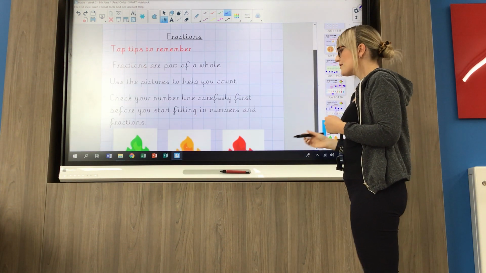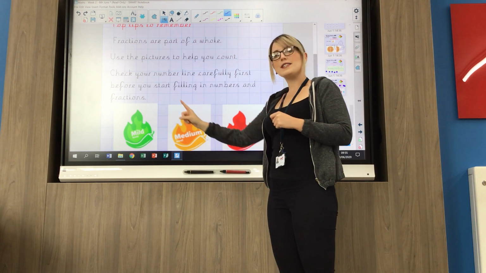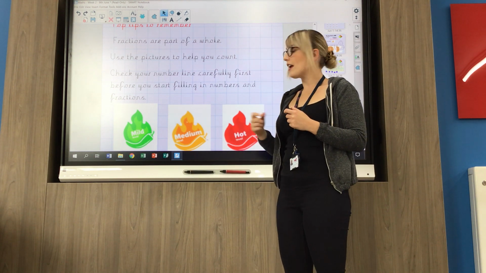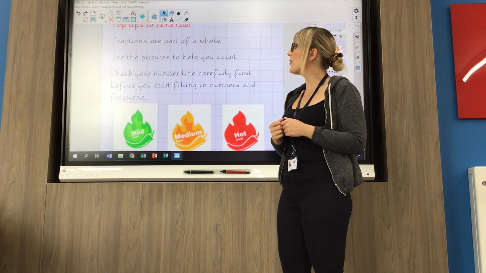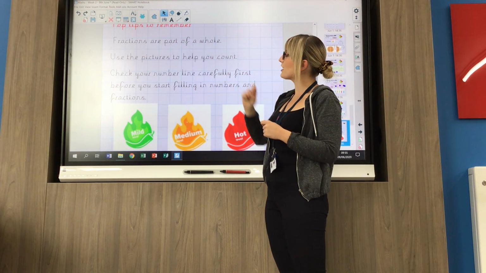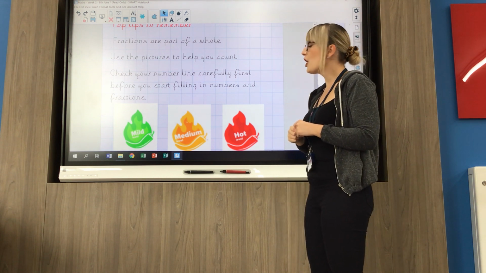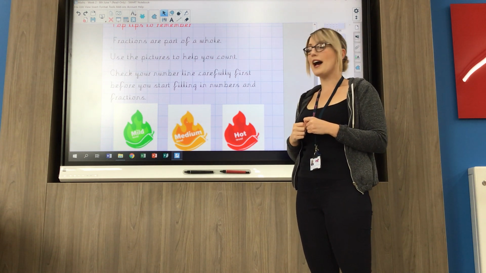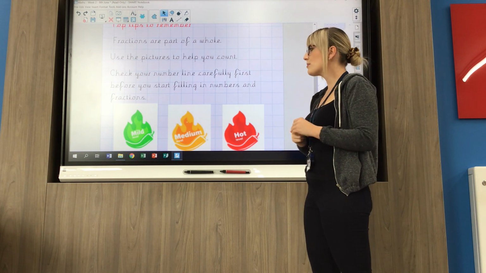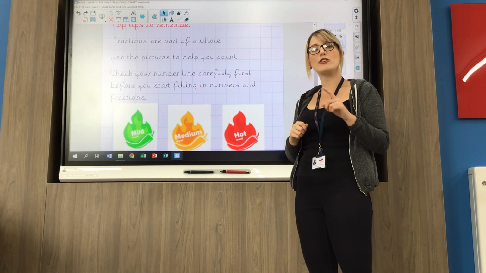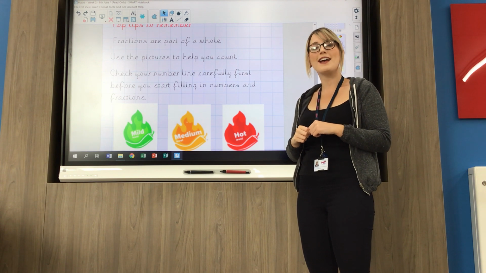There is a mild sheet for you to do, or there is a medium and a hot sheet, or you might want to try both. Remember that fractions are part of a whole. Use the pictures to help you count, and check your number line carefully first before you start filling in the numbers. So have a good look at it first to work it out, and good luck.